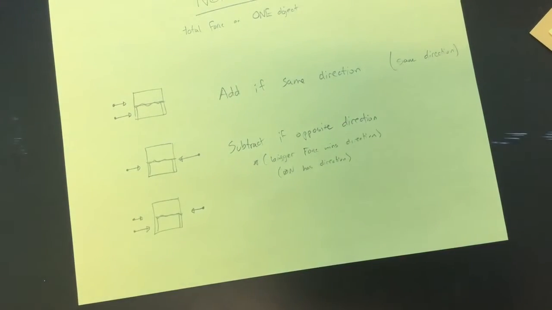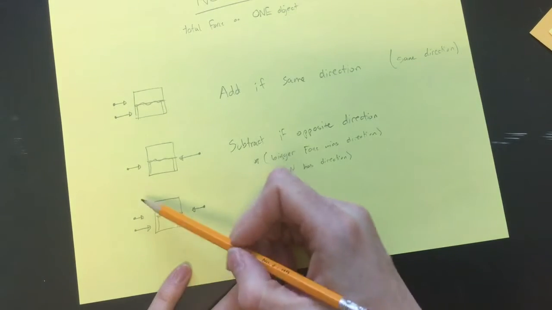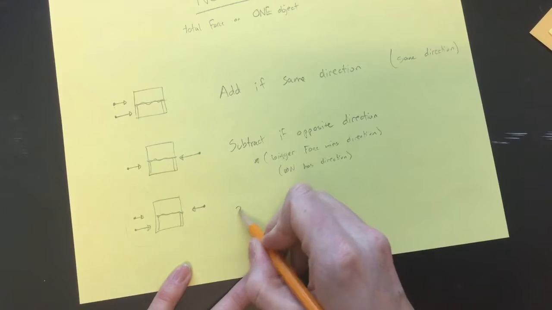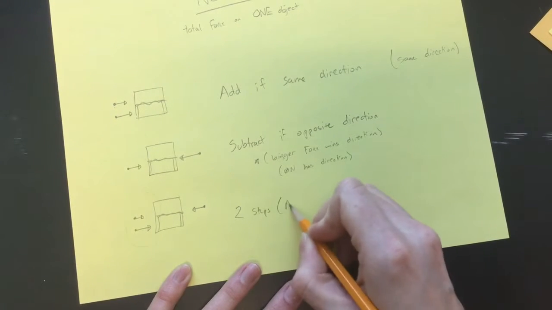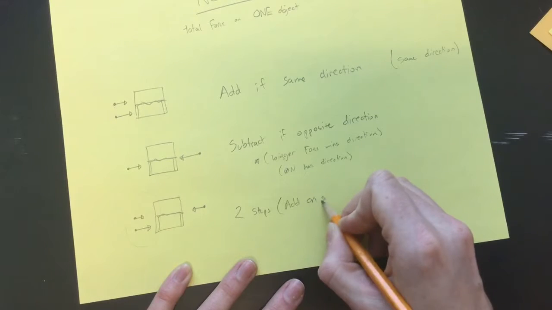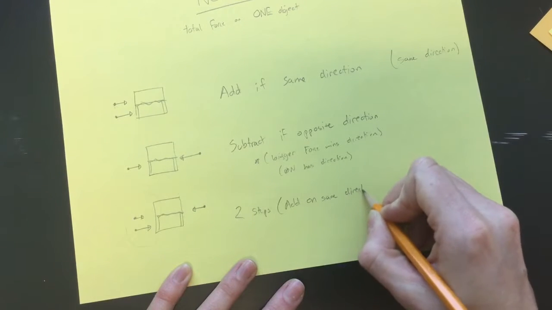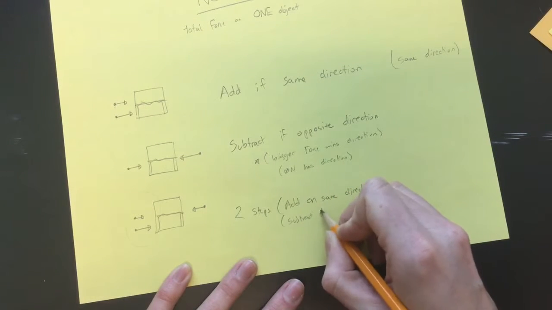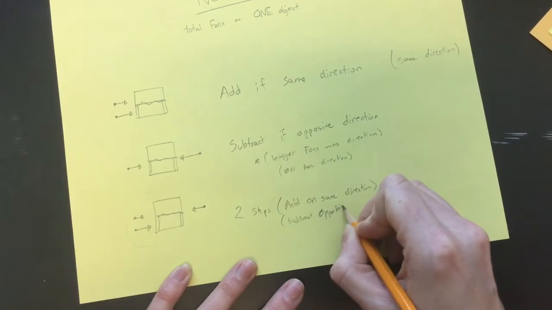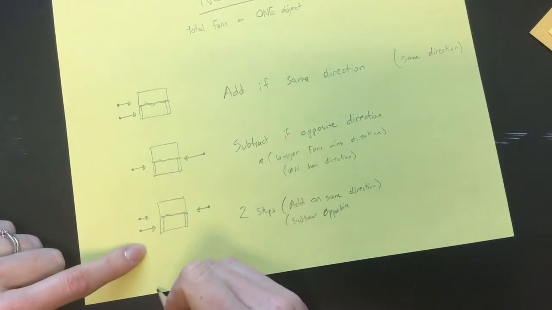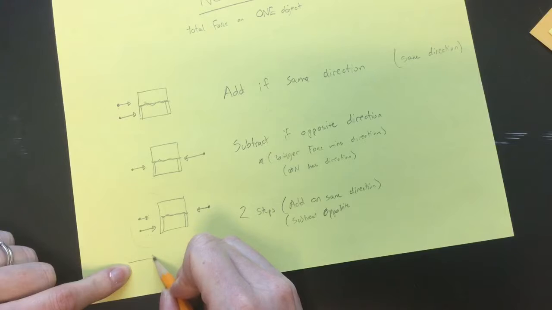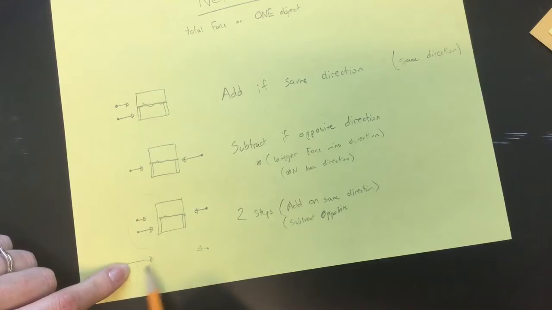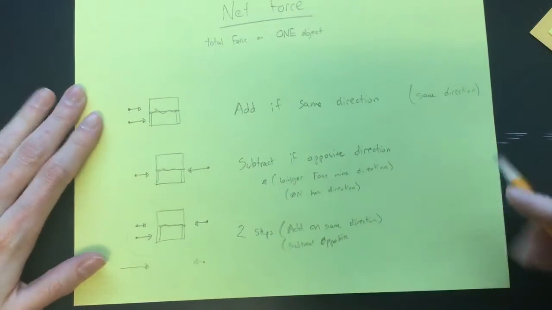So what do you do if there's more than two forces to add? Well, these guys, hopefully you see, are just like this situation here. So you'll do two steps here where you'll add the ones in the same direction, and then you'll subtract the ones that are in opposite directions. Subtract opposite, okay? So you're kind of getting these two forces together, which might be like that, and then you've got this one here. I can see that this one's bigger, so my direction is going to end up being to the right, okay?